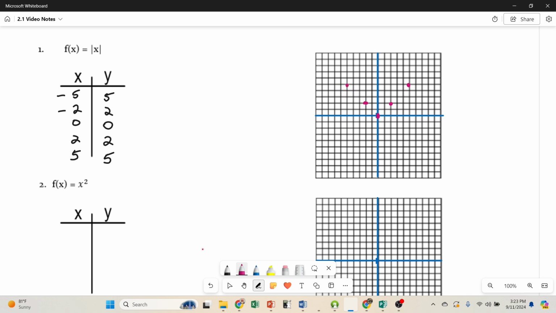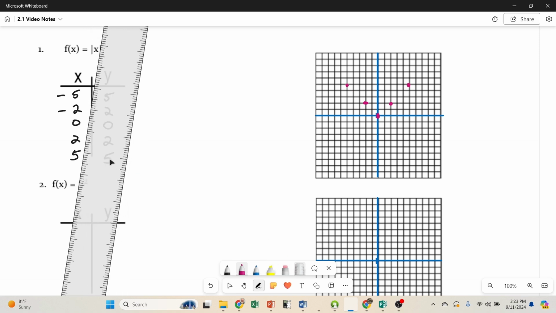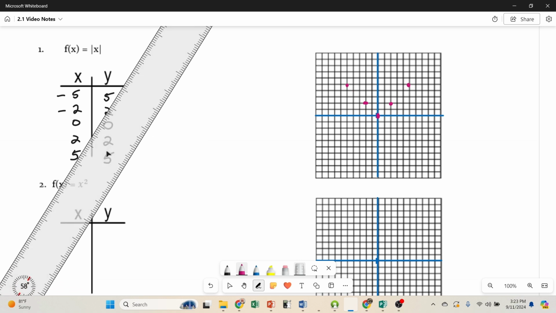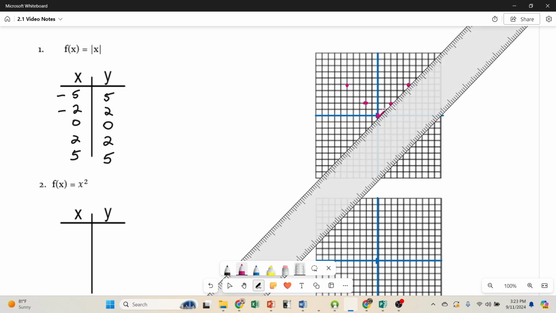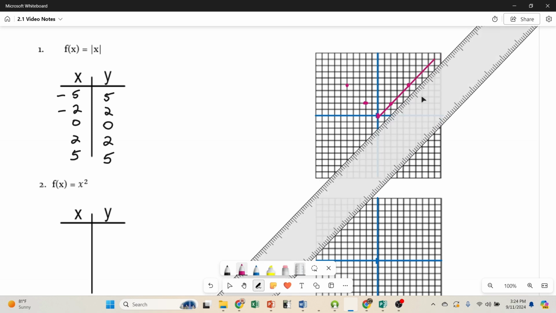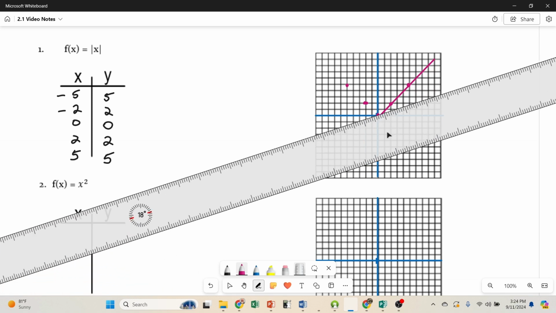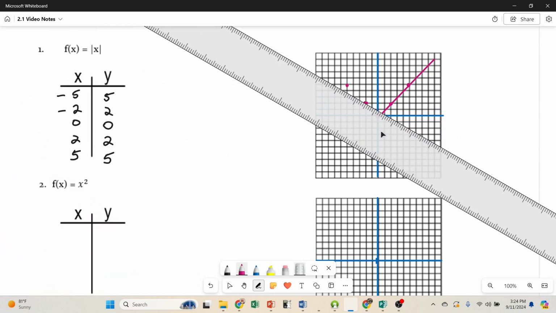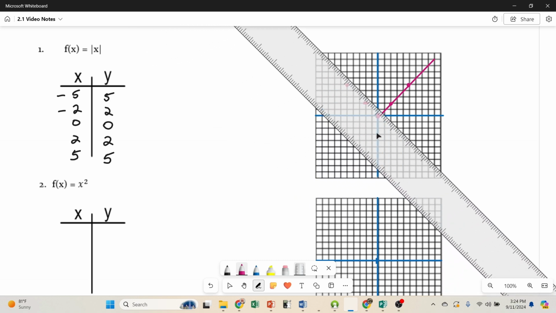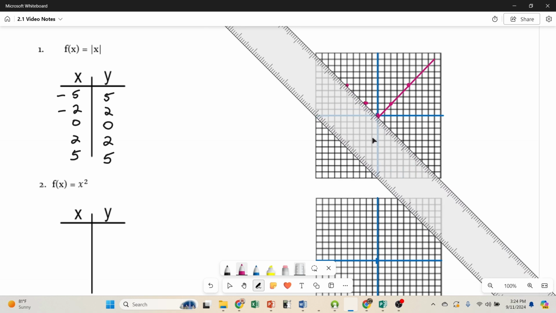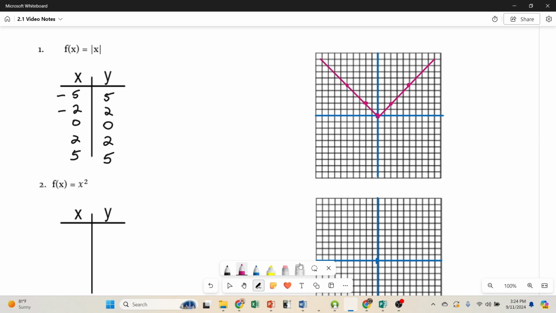So if I take my ruler out now and I connect these dots, I end up with a very nice rendition of the graph of f of x is equal to the absolute value of x.